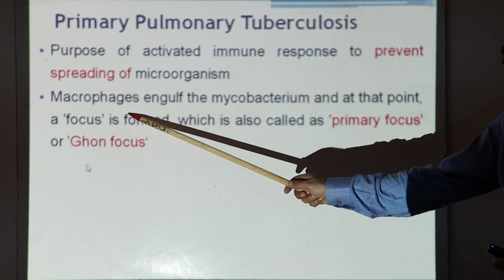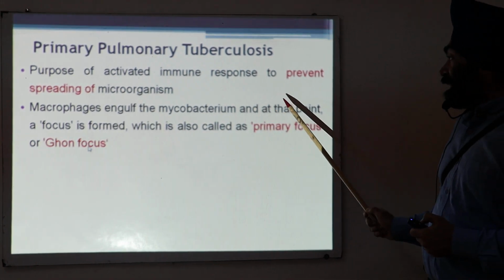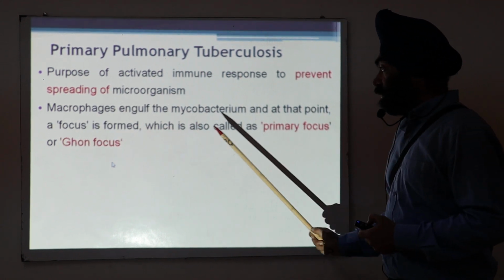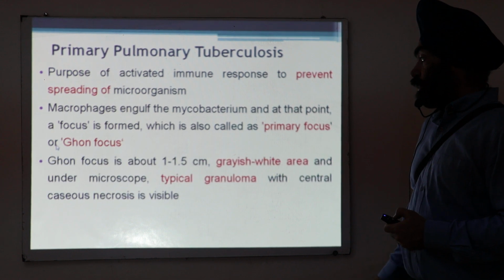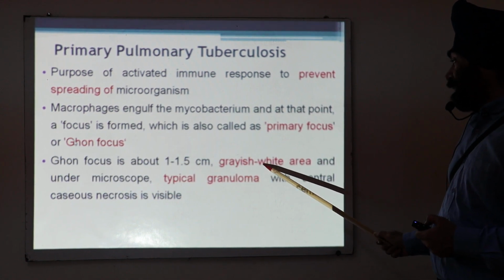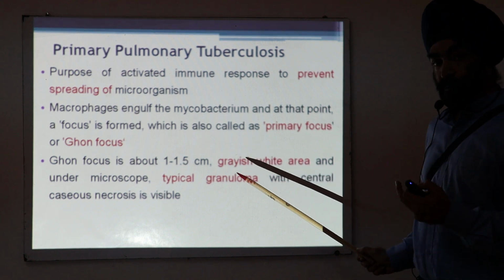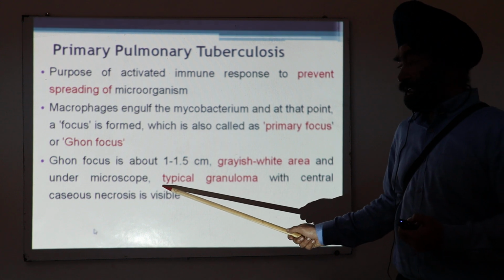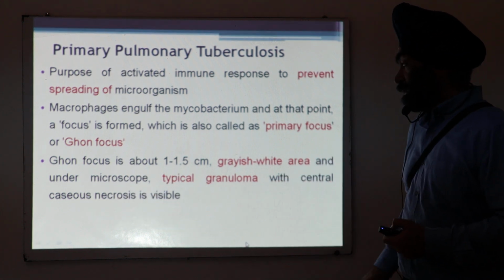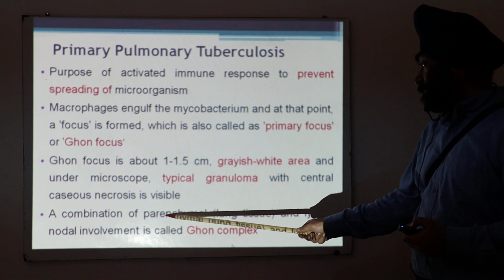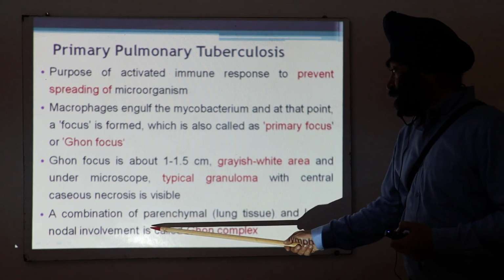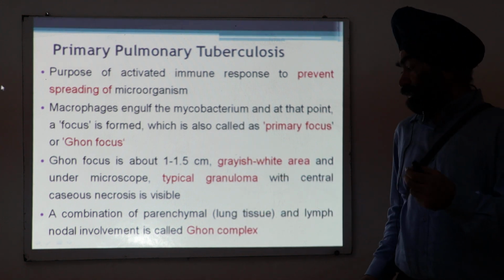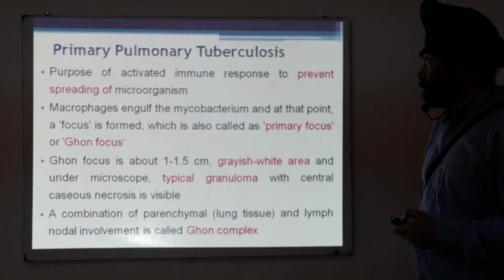So macrophages engulf the mycobacterium, and at that point a focus is formed, which is called the primary focus or the gone focus. The gone focus is basically a grayish white, necrotic area, and when we see it under the microscope, a typical granuloma can be seen, in which there is a central necrotic portion. And when there is a combination of the parenchyma and the lymph node, we say this is a gone complex. So these are the important things: primary focus followed by gone complex.